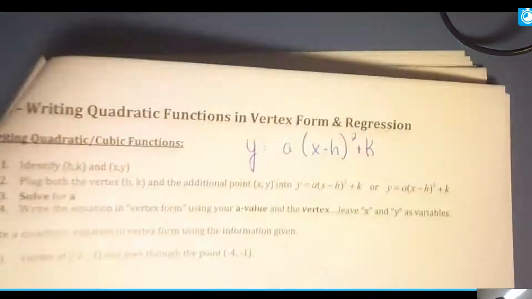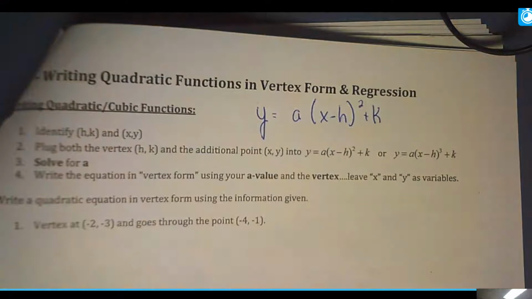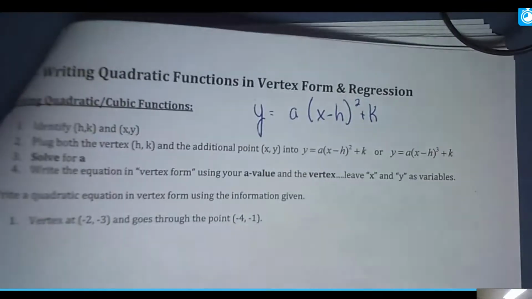I am in Chapter 2 packet, page 25, and we are going to practice writing equations today. When you are done with this video, you need to be coming back into our Zoom group meeting. So we are going to be writing equations in vertex form.